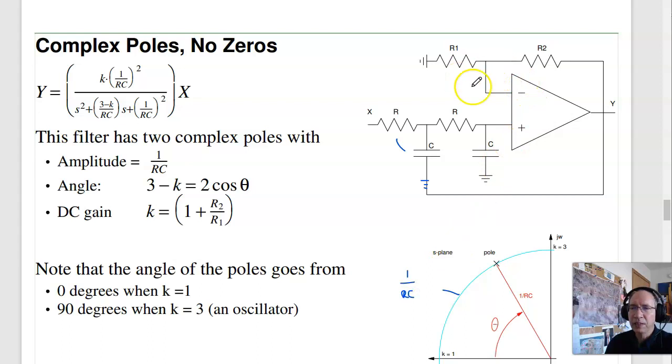The angle is set by R1 over R2. This angle is 3 minus K is 2 times the cosine of the angle, and K is the gain of this one, 1 plus R2 over R1. So I can set the amplitude and set the angle. I'll wind up with the DC gain.